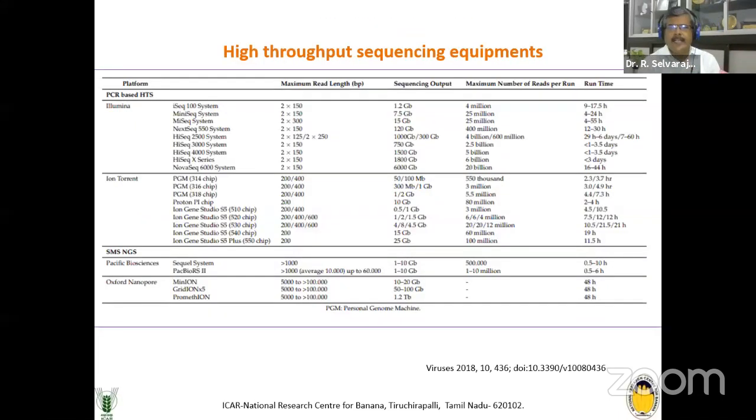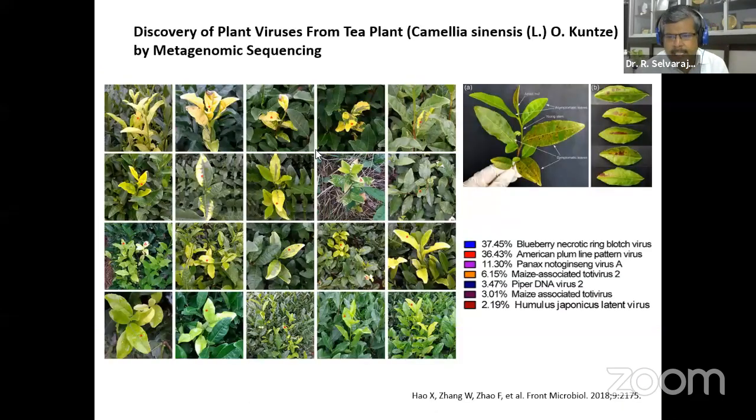These are high-throughput sequencing equipment. You can do a lot of discovery of new viruses, either with Illumina or Ion Torrent, which do sequencing by synthesis, or single molecule sequencing by PacBio or Oxford Nanopore. So these can be exploited for discovering new viruses. And you see here, a very recent paper appeared from a Chinese group. It was very interesting. They have worked wonderfully with this.